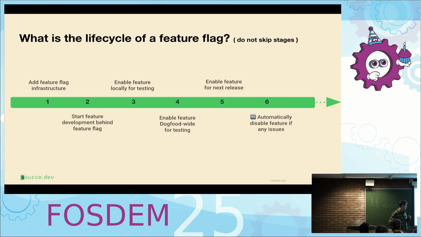So from a life cycle perspective, it kind of looks like this. You add a feature flag. You start developing behind a feature flag. You enable it locally for testing. Then you enable it dog-food or team-wise. And then you enable it in the next release. And then, as I said, automated systems could actually go ahead and disable that. And that could also be downstream automated systems that monitor stability for whatever use case you might have.